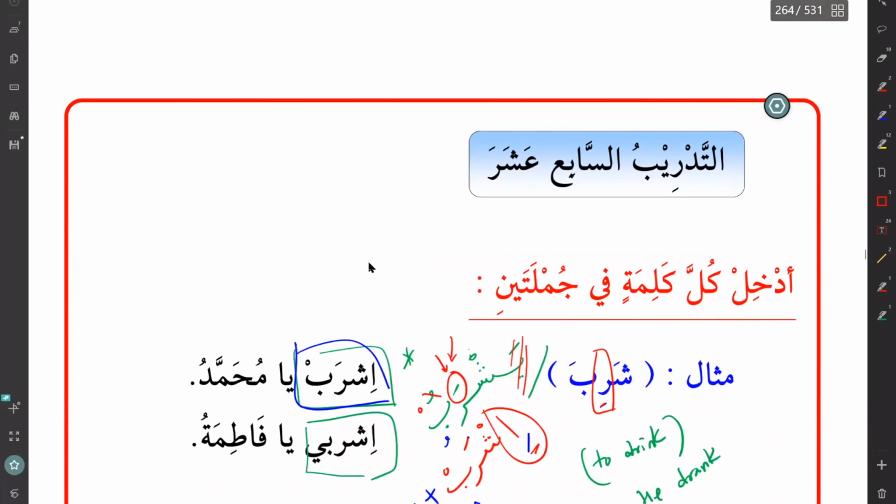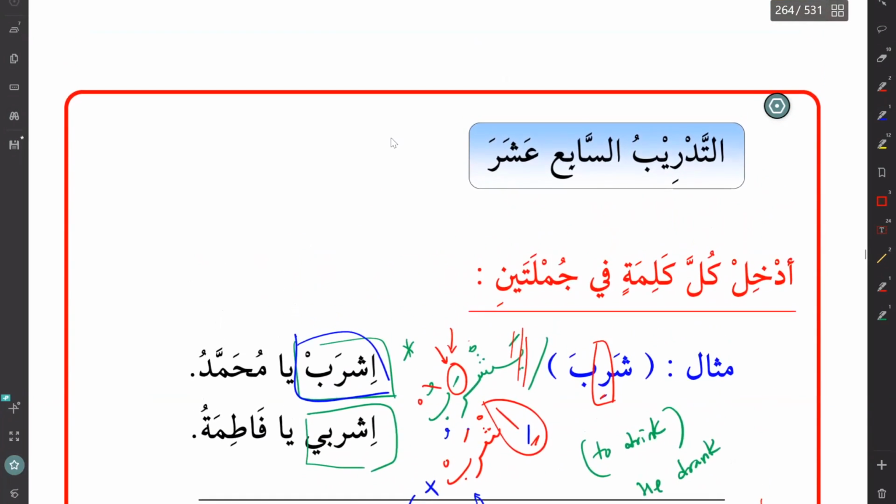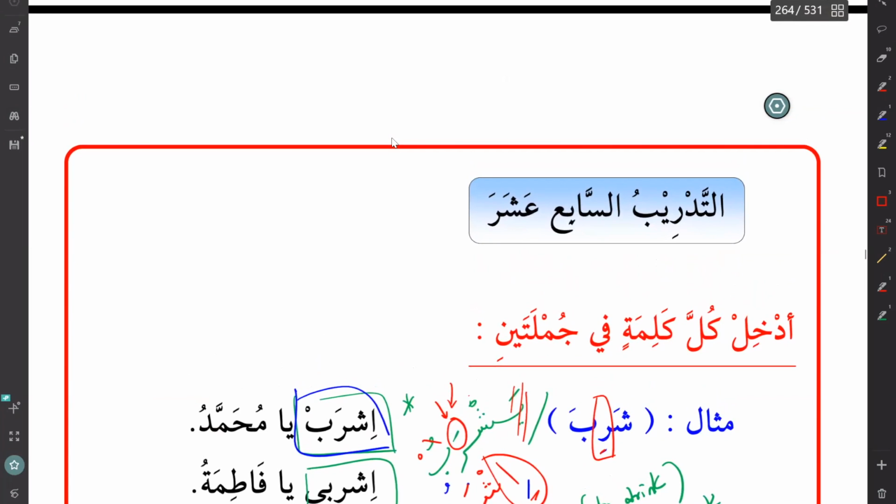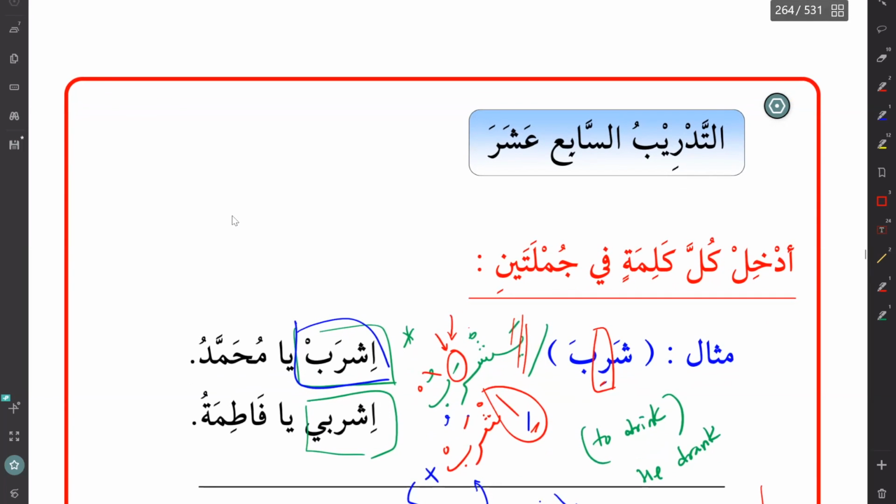كيف حالكم? We're still continuing with lesson number 20. إن شاء الله سنكمل هذا الدرس اليوم. إن شاء الله we'll complete this lesson today. نعم. أين وقفنا?